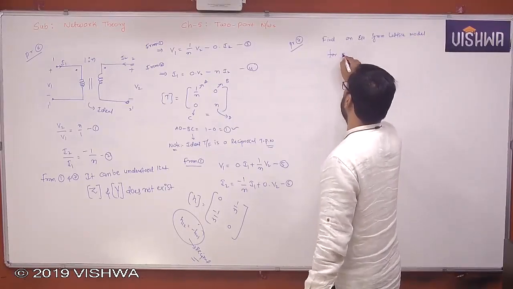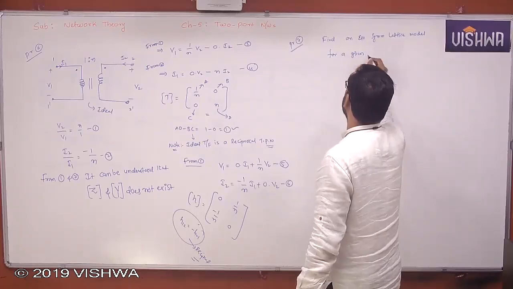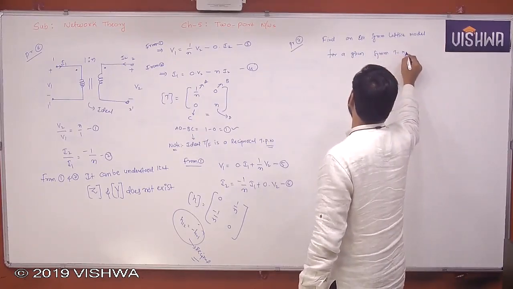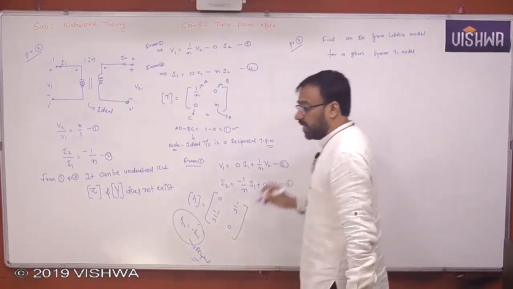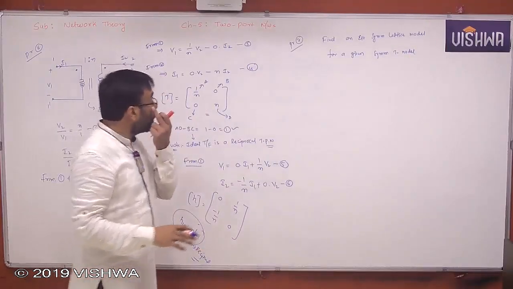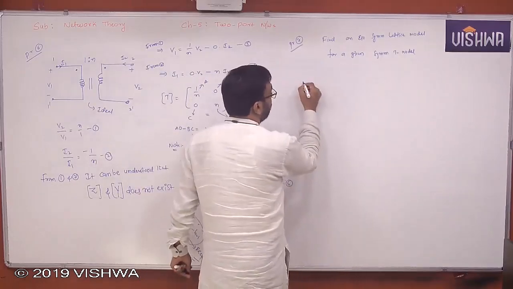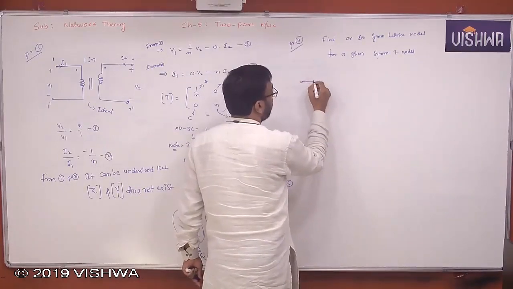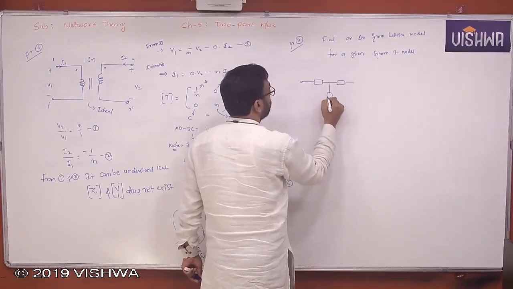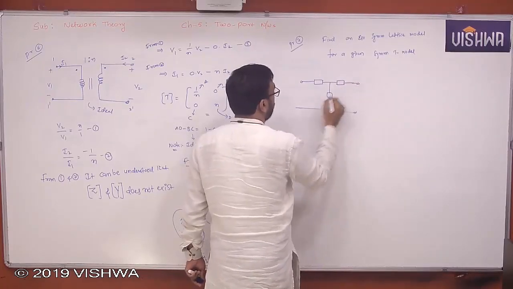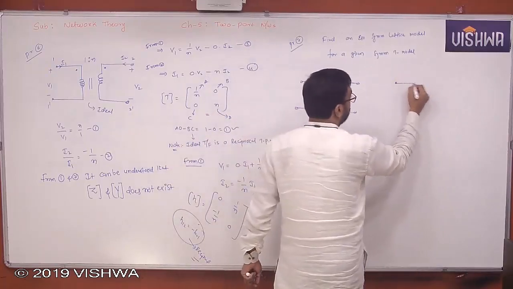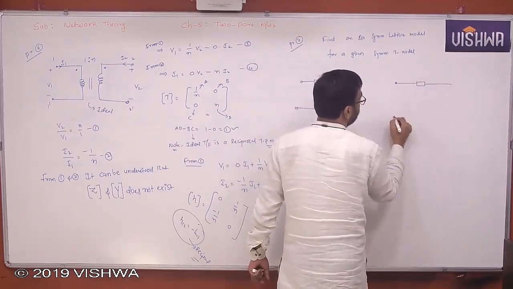For a given symmetric T model, you need to construct an equivalent lattice model. So how do you do that? First the T model, let us see. I'm taking the solution here. This is the T model. This is given, and you are supposed to construct a symmetric lattice model.